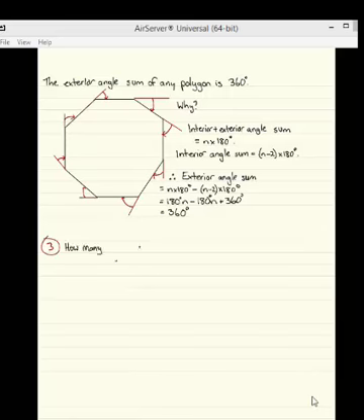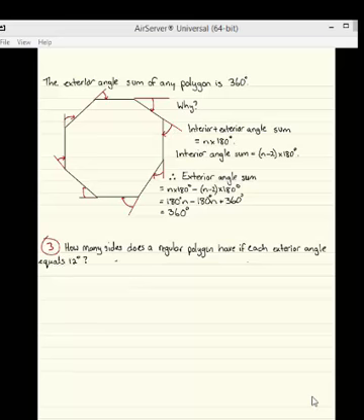So these are the sorts of questions that they're going to use it for. So how many sides does a regular polygon have if each of its exterior angles is equal to 12 degrees? Well, each angle is equal to 12, and we know that if we add them all up, it's going to equal 360. So what that tells us is that 12 degrees times the number of sides is equal to 360 degrees. So how many sides is that going to be? Well, divide through by 12. The number of sides must be equal to 30.